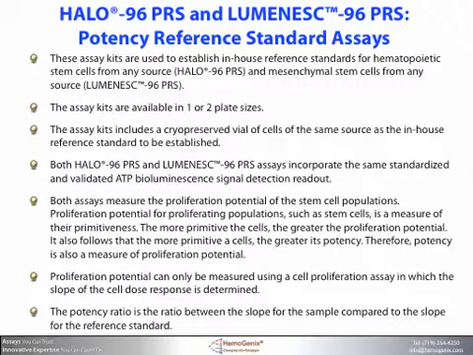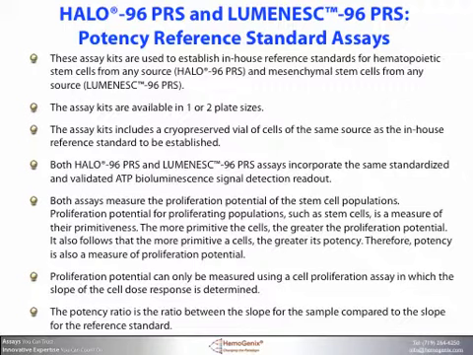The assay kits include a cryopreserved vial of cells of the same source as the in-house reference standard to be established. Both assays incorporate the same standardized and validated ATP bioluminescence signal detection readout. Both assays measure the proliferation potential of the stem cell populations.